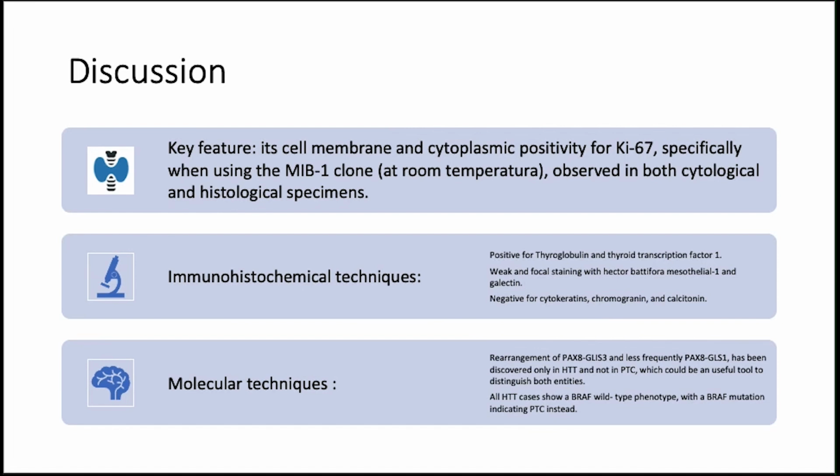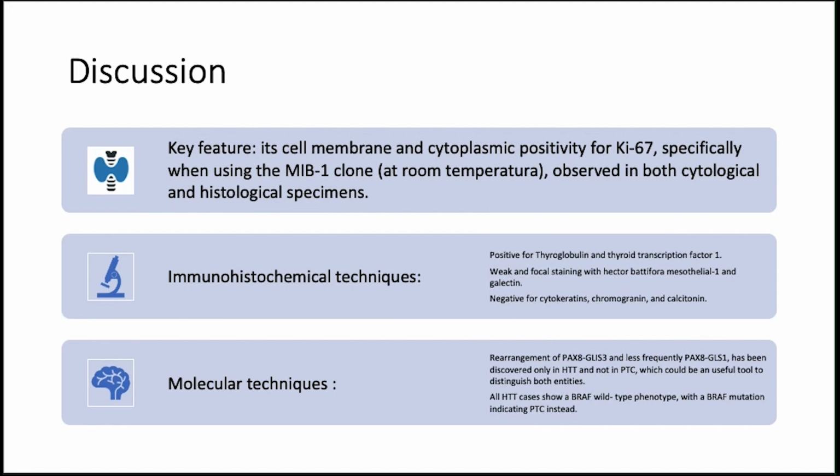A notable feature of hyalinizing trabecular tumor is its cell membrane and cytoplasmic positivity for Ki67, specifically when using the MIB1 clone and conducting the reaction at room temperature. This characteristic, observed in both cytological and histological specimens, is crucial. Hyalinizing trabecular tumor also expresses thyroglobulin and thyroid transcription factor 1, weak focal staining with HBME-1 and galectin, and is generally negative for cytokeratin, chromogranin, and calcitonin.